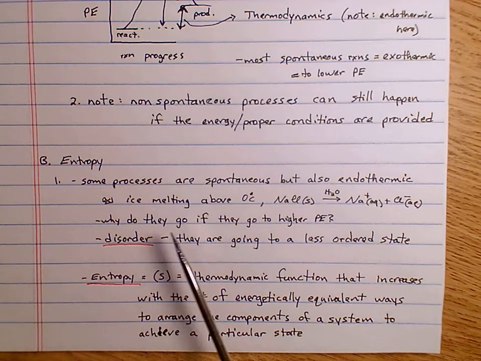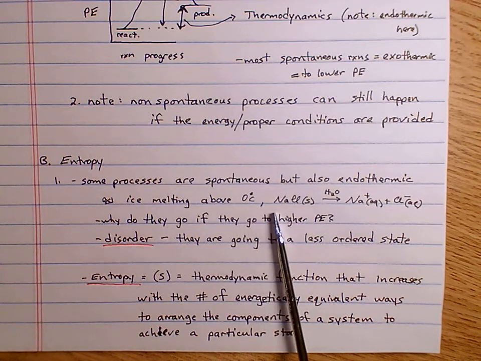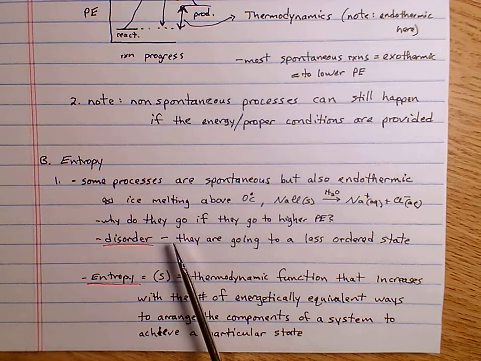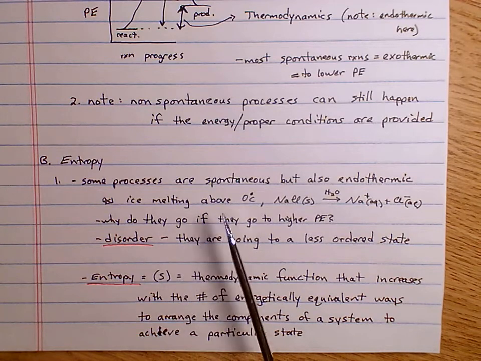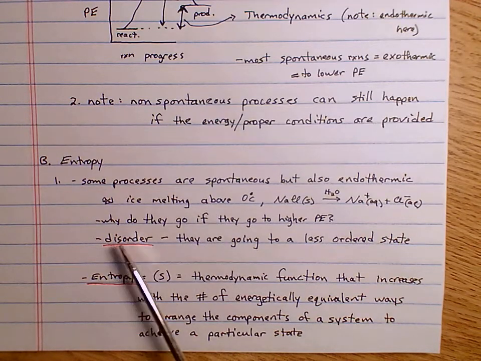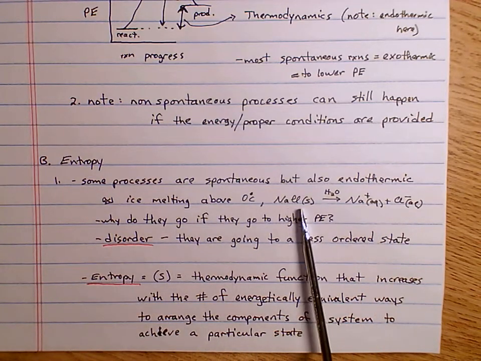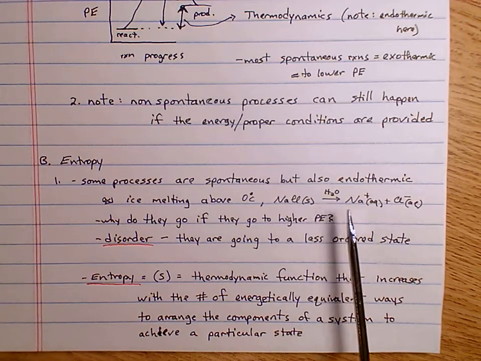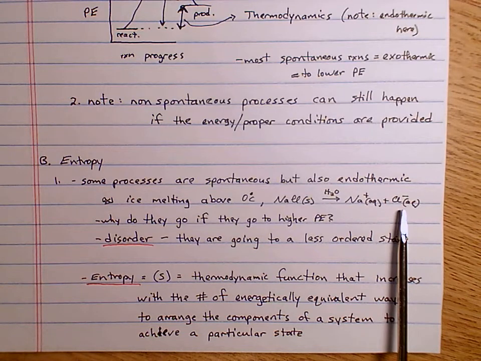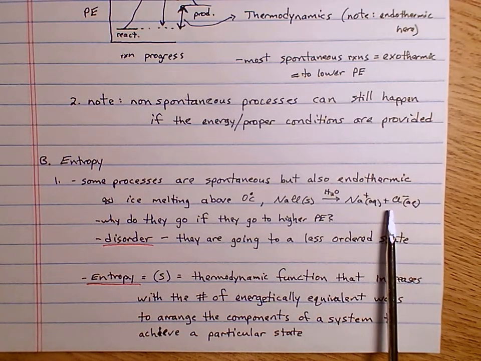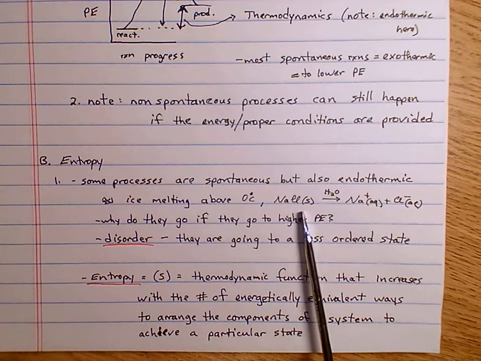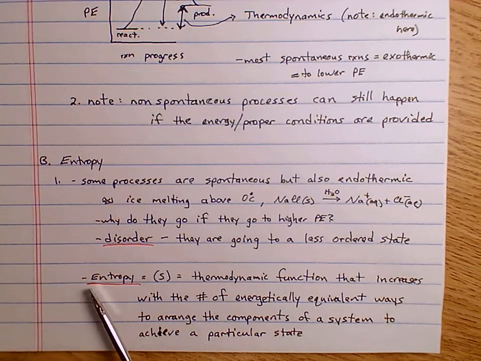For example, if you're above 0 degrees Celsius, ice will melt. It takes in that heat. The water is a higher temperature than the ice, but that's a spontaneous process. If you take solid sodium chloride and put it into water, it will dissolve into Na+ and Cl-. And it gets a little colder when it does that. That's an endothermic process, but it happens spontaneously.